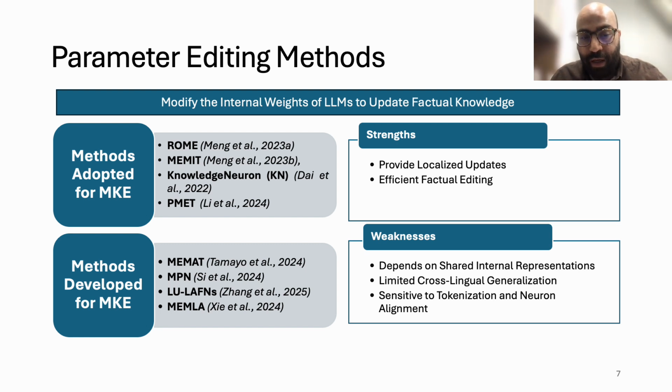Methods adopted for MKE include ROME, MEMIT, Knowledge Neuron, and PMET, while methods developed for MKE include MEMAT, MPN, LULAFNS, and MEMLA. The strength of parameter editing methods is that they provide localized updates, thus they minimize the interference with unrelated knowledge, and they achieve efficient factual editing without requiring model retraining or fine-tuning. However, they depend on shared internal representations which are often weak or inconsistent across languages. They have limited cross-lingual generalization, and they are sensitive to tokenization and neuron alignment.